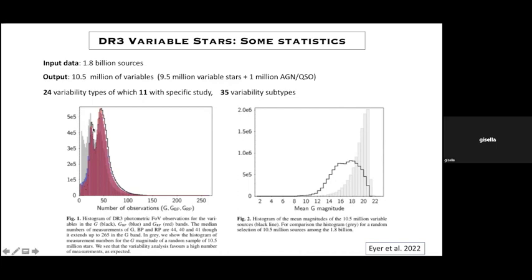On the plot on the left, you have the number of epochs in G, which is in black, in BP, in blue, and in RP, in red. Typical numbers are around 40. But as I said, there are also cases where we have over 200 measurements. And on the plot on the right, the magnitude range covered by the variables in DR3 reaches all the way to magnitude 21, the limiting magnitude of Gaia.